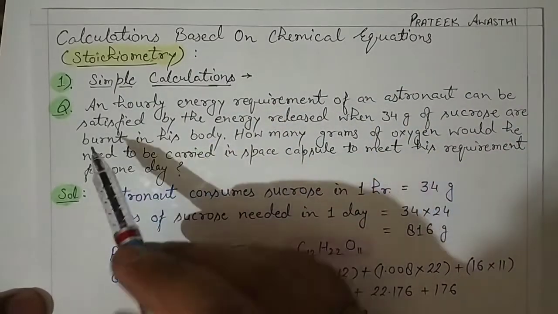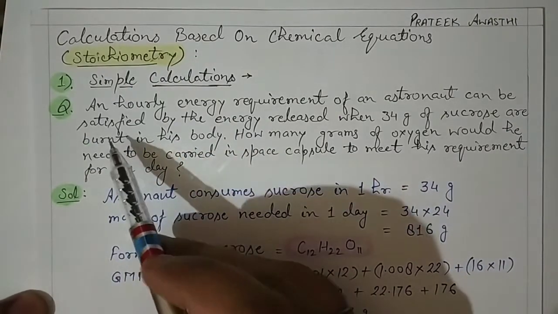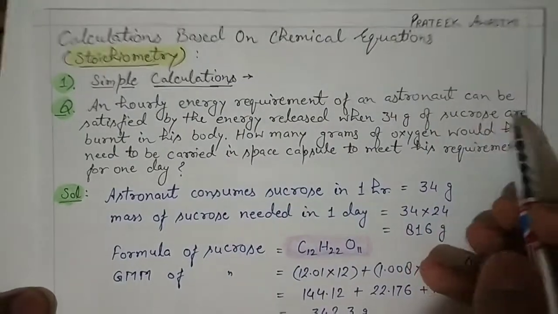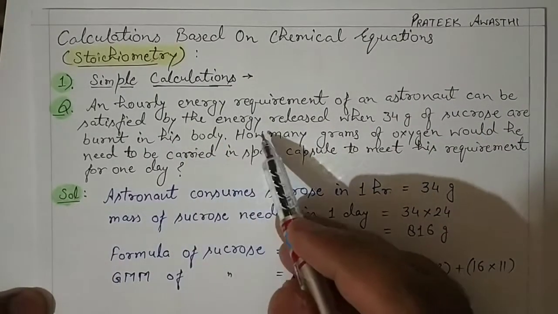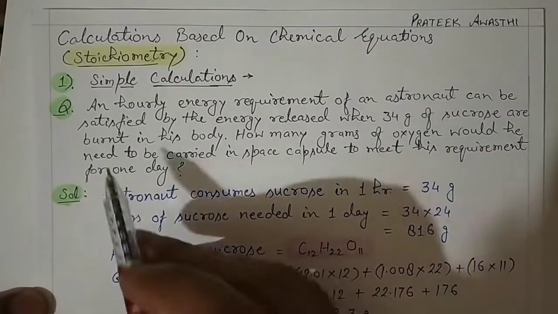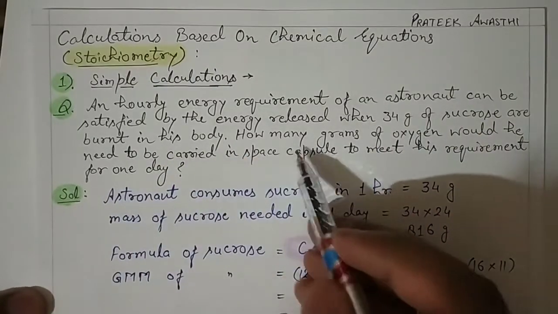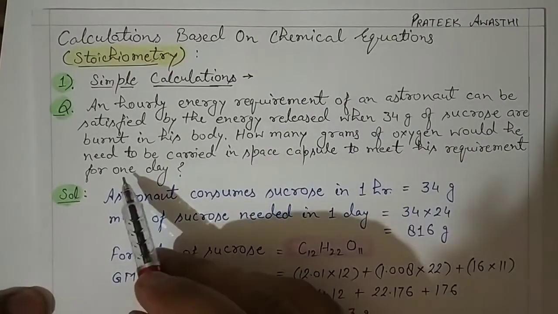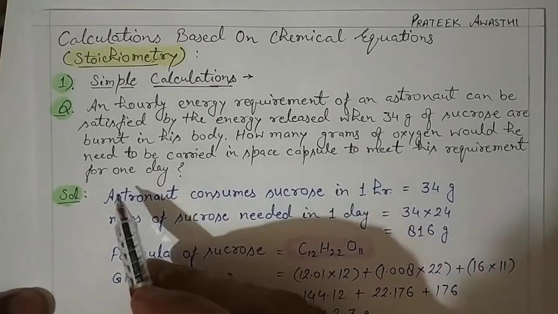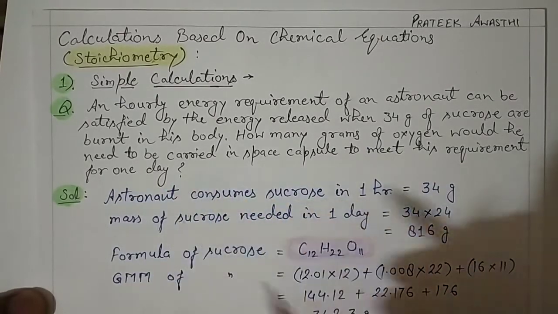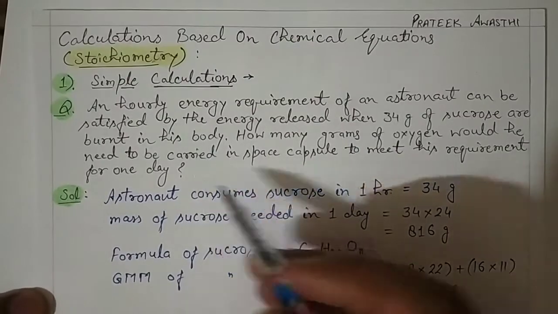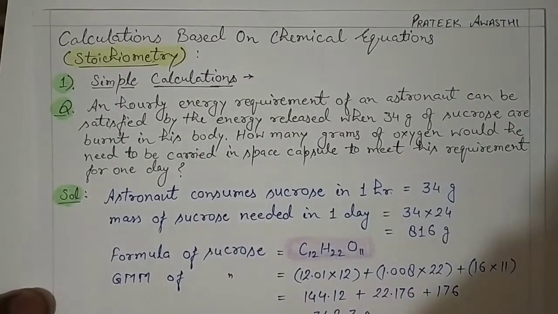The first question which I have taken to explain is: an hourly energy requirement for an astronaut can be satisfied by the energy released when 34 grams of sucrose are burnt in his body. How many grams of oxygen would he need to carry in a space capsule to meet his requirement for one day? So here we have to calculate how much oxygen he needs for the complete need of his energy requirements.